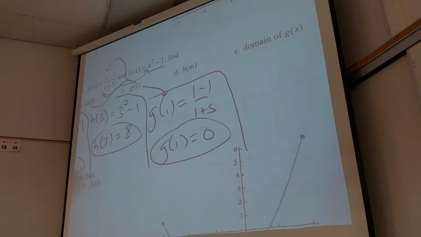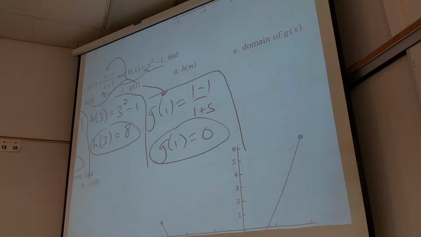So remember, you can divide 0 by any number except 0. 0 over 0 really sucks. We're not even going to talk about that. It's just I can't divide by 0. That's the problem. I can divide 0 by anything.